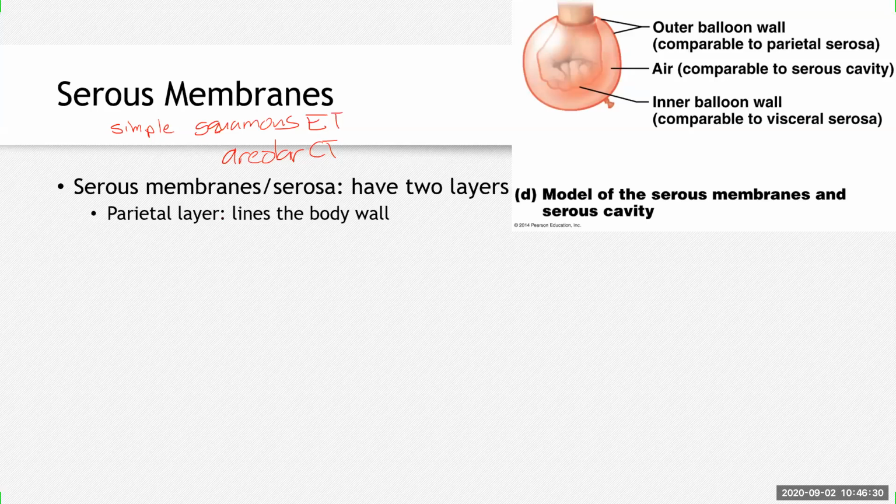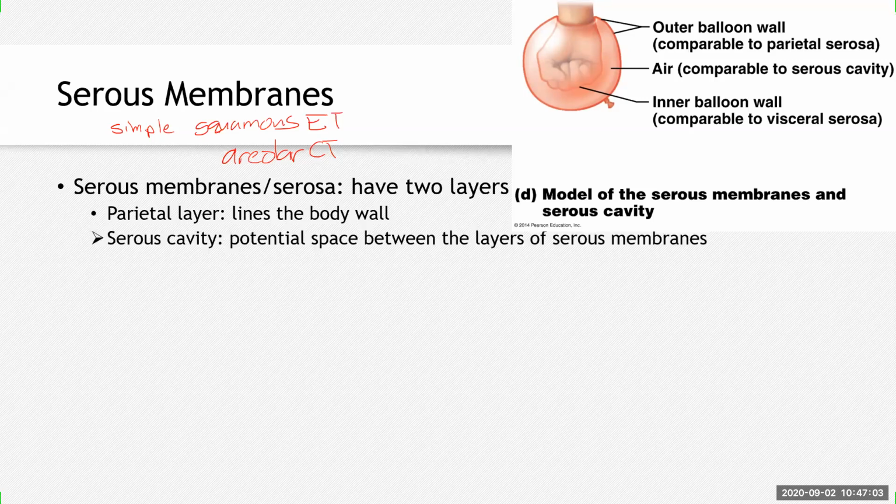The parietal layer surrounds the body walls. What I mean by that is, think of your lungs, right? You have the lungs themselves, and then you have the rib cage that touches the lungs. The parietal layer is the one that's behind your rib cage, on the posterior side of your ribs. It lines within the rib cage itself, not on the outside, but the deeper one.